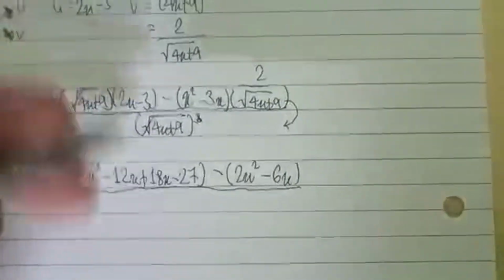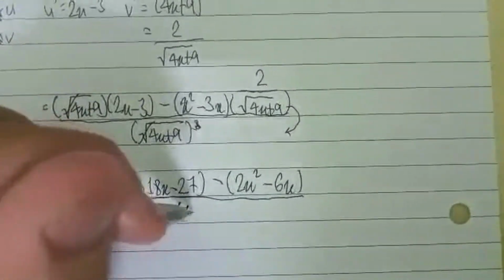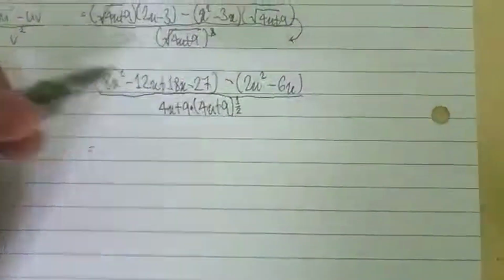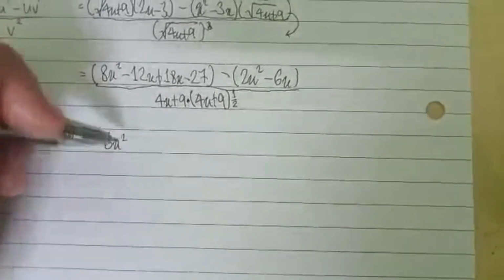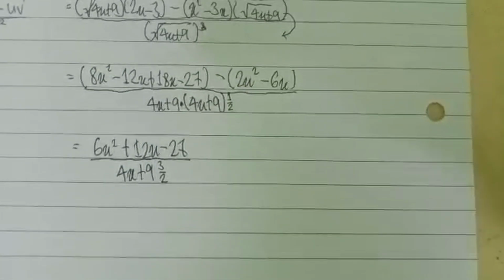While on the bottom it will be 4x plus 9 multiplied with 4x plus 9 to the power of 1 over 2. Solve all of this, and the answer that we will get is 6x to the power of 2 plus 12x minus 37 over 4x plus 9 to the power of 3 over 2. And we're done.